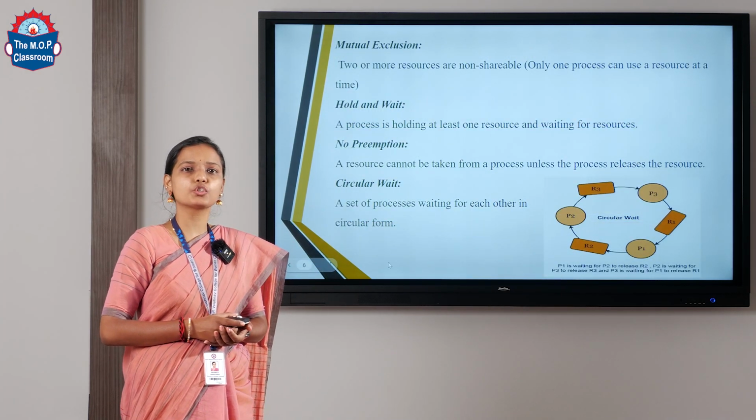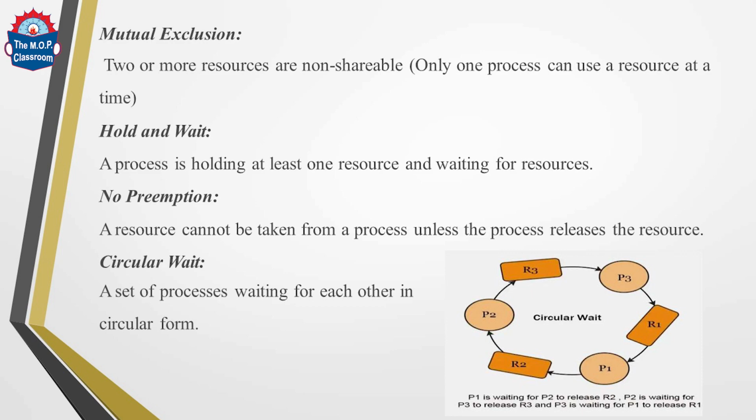The first one is mutual exclusion. Here, when two or more resources are in a non-shareable mode, we call it mutual exclusion. Meaning, only one particular process can use one particular resource at one point of time. The resource cannot be shared between multiple processes.